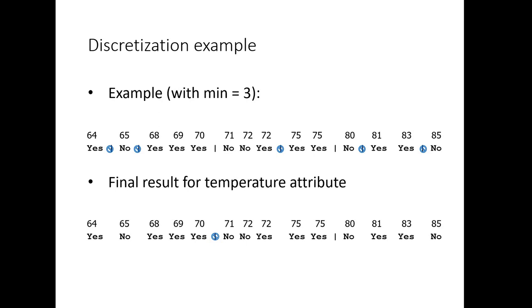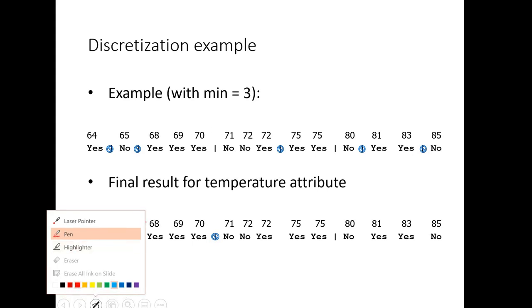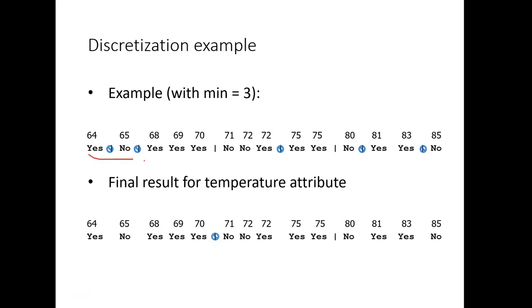Now, what is the majority here? What is the majority from this interval? Majority class from this interval? It's yes. We have yes. What is the majority class of this interval? Again yes. What is the majority class of this interval? It's a tie. You can either take yes or no.